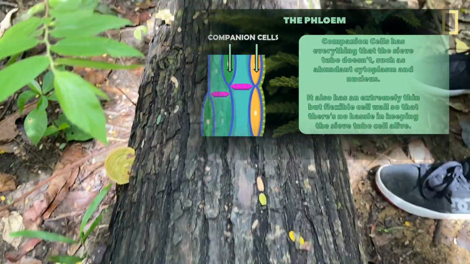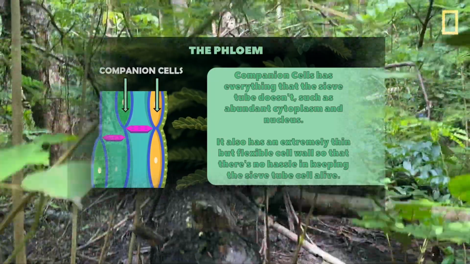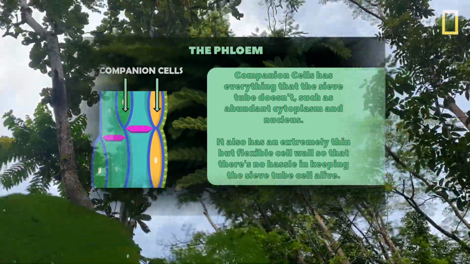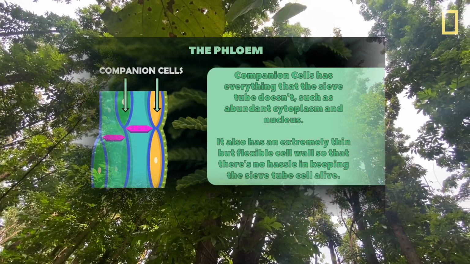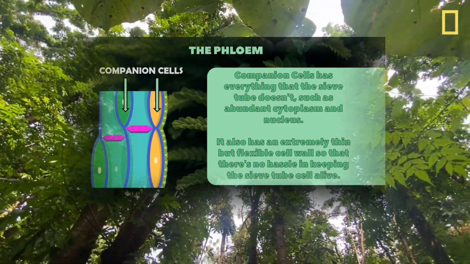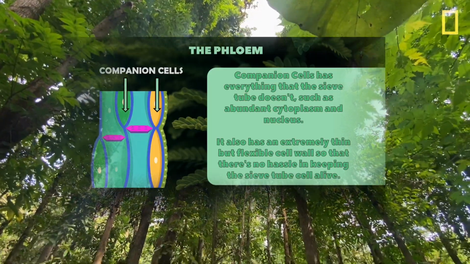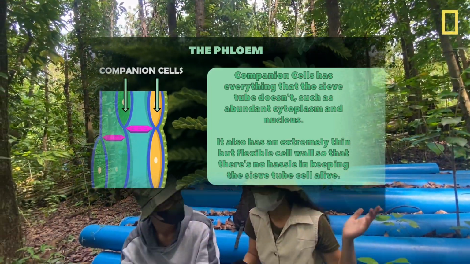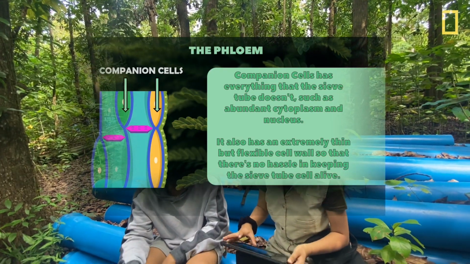Companion cells have everything that the sieve tube doesn't, such as abundant cytoplasm and nucleus. It also has an extremely thin but flexible cell wall, so that there is no hassle in keeping the sieve tube cell alive.